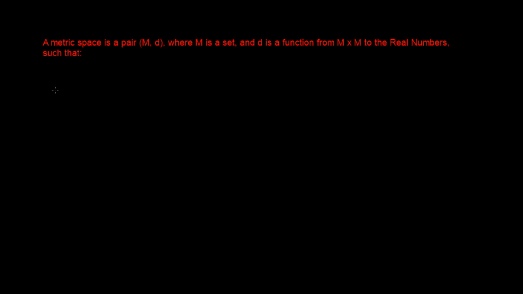It says that a metric space is a pair, (M, d), where M is a set and d is a function from M cross M to the real numbers such that, which means we're going to have some conditions holding. So I'll write these conditions down for you. Condition number 1 is that for every x, y in M, d(x, y) is greater than or equal to 0. So it's always non-negative.